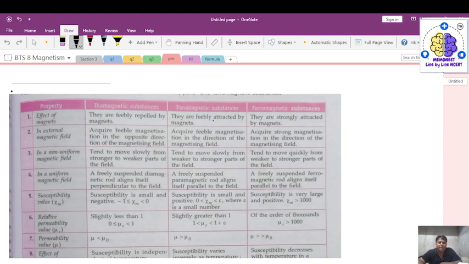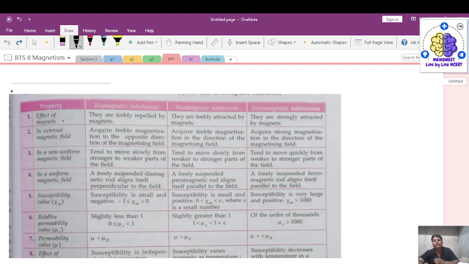Let's see what they have written in it. This table is basically the summary of all the properties of diamagnetic, paramagnetic, and ferromagnetic substances. It makes no sense to understand a lot of things here, because you only have to memorize all the properties to give your answers correctly. And you have already studied all these things in your chemistry also. So the first property says the effect of magnets.